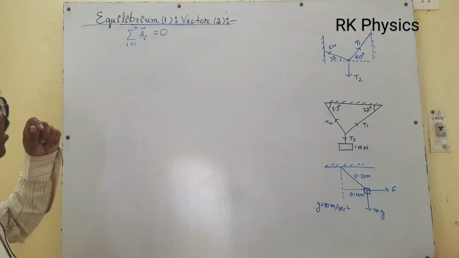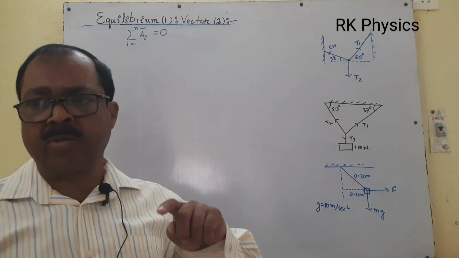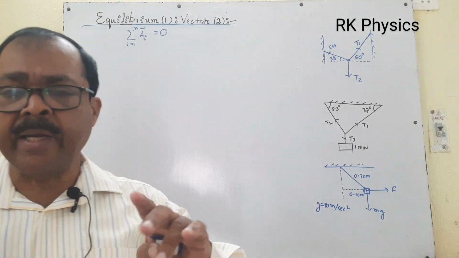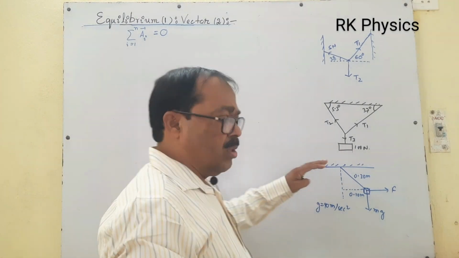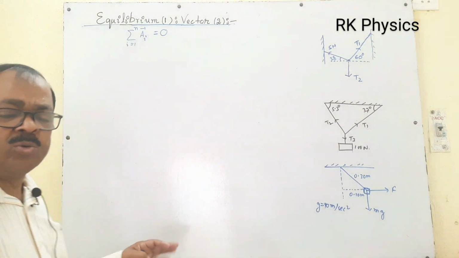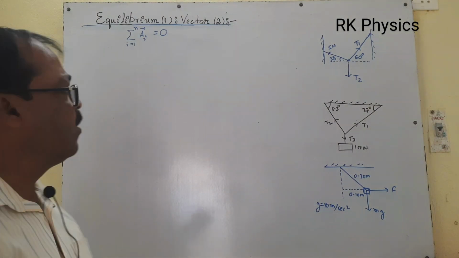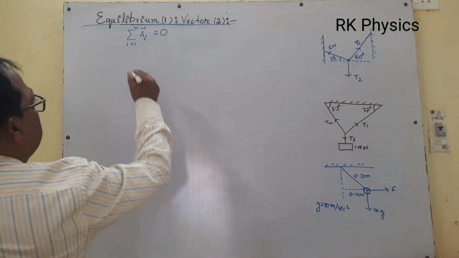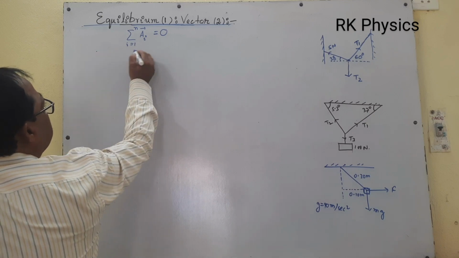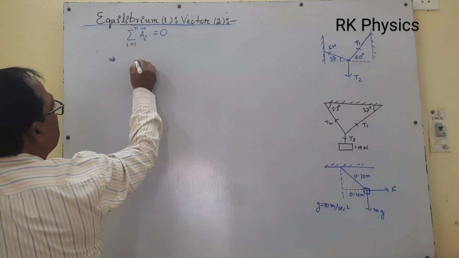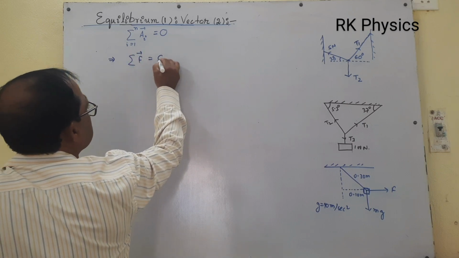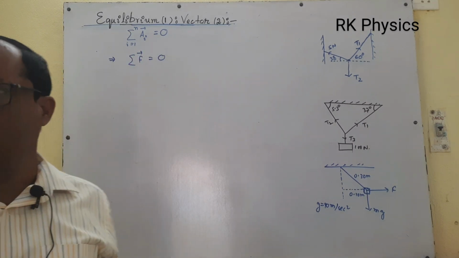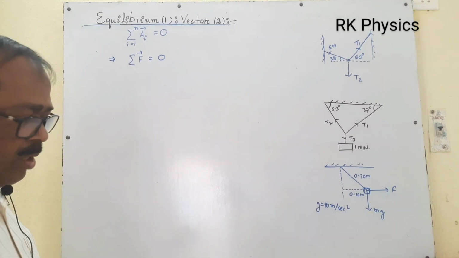Generally, the word equilibrium is used for vectors like force and torque. So in this case, the vector means you take force, a linear property. Now in terms of symbols, the resultant force acting on the system is equal to 0. So this is your equilibrium.